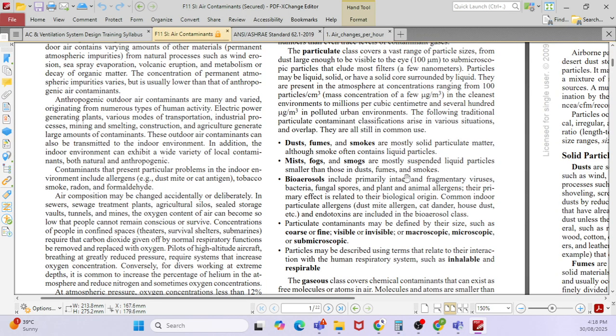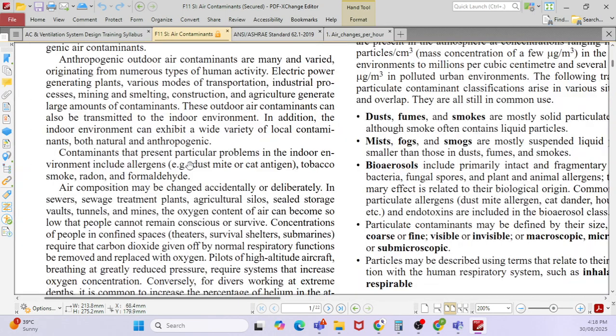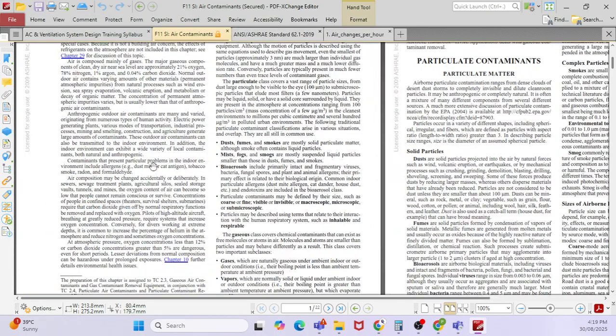Sometimes there is smoke, and sometimes there is also biological origin. When you have continuous recirculation, you may have bacterial and fungal formation, because you don't have enough proper fresh air from outside. Also, you can see that contaminants that present particular problems in the indoor environment include allergens, like allergies because of dust mites or cat antigen, tobacco smoke, radon, and formaldehyde. So these are the contaminants. That is why we are going to have proper fresh air.